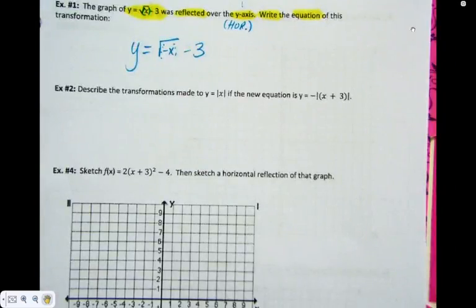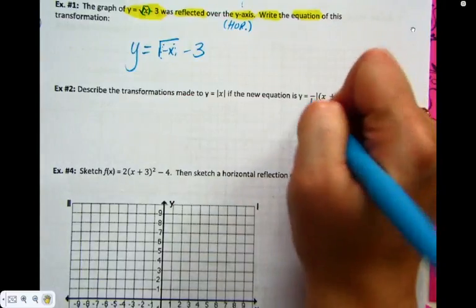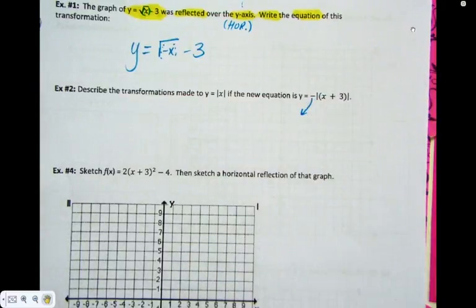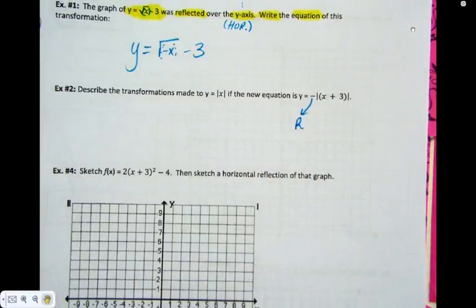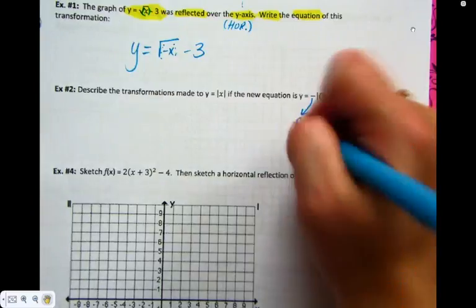Describe the transformations made to y equals absolute value of x if the new equation is y equals negative absolute value of x plus 3. Okay, so what we're going to do is describe the transformations. I'm going to start left to right, so I'm going to start with the negative. Because it's a negative, that's a reflection. Because it's outside the brackets in front, that is a vertical reflection.